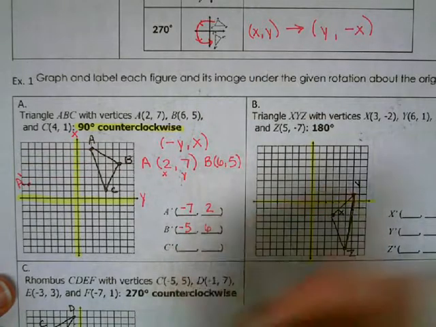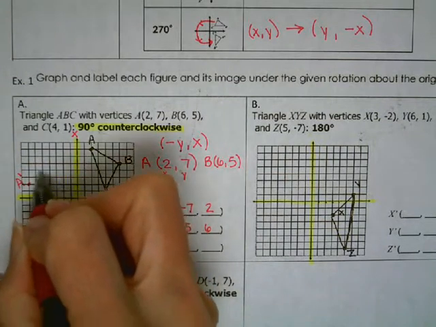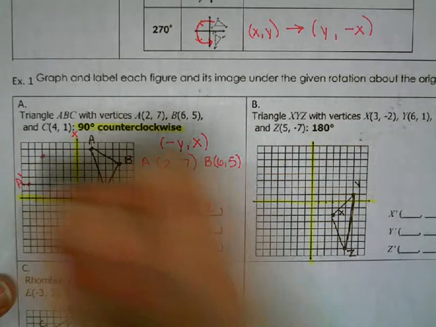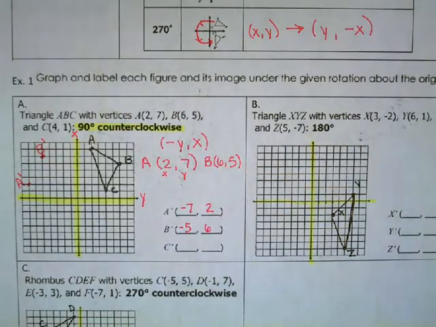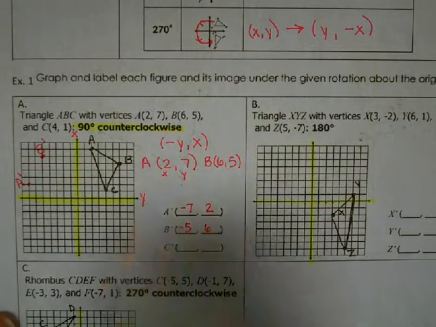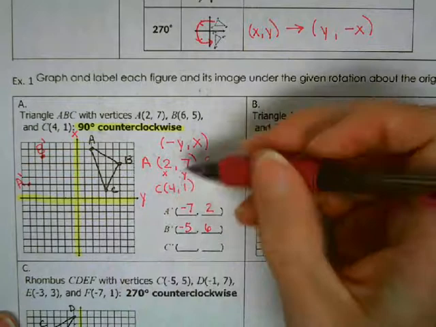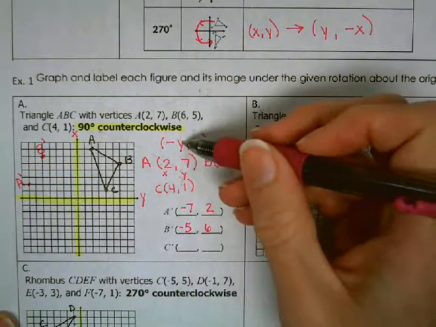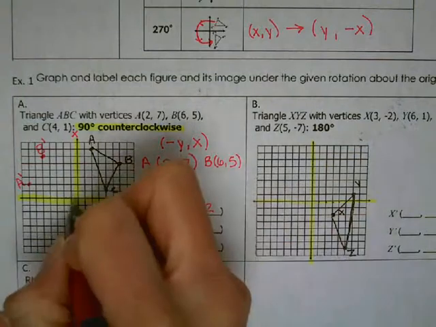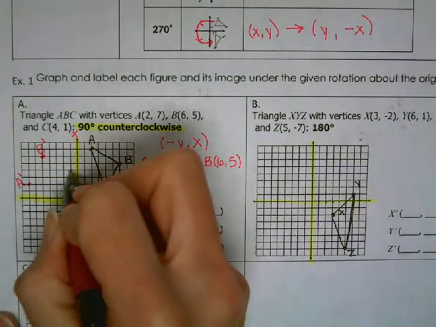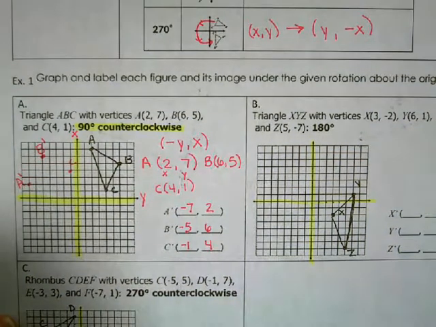So negative 5 would be right there. Negative 5, 6. A new B value. Going to do the same thing for the C value. 4, 1. So according to the formula, you put the y value here, so that will become negative 1, 4. Hopefully this is looking right.